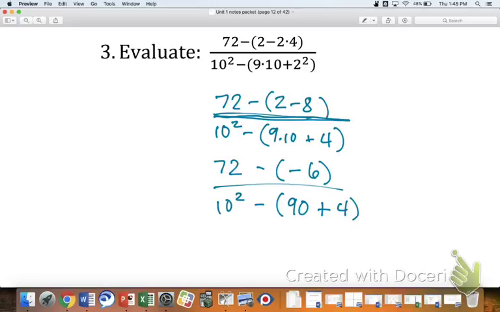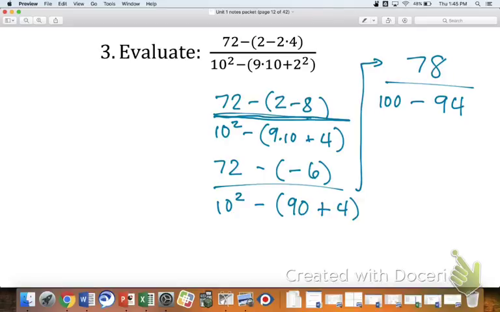And then let's see here in the numerator. I'm going to come up here, I guess. In the numerator, 72 minus 6 is really 72 plus 6, so I got 78. Is that okay? And in the denominator, I'll handle the exponent now. 10 squared is 100. And then 90 plus 4 is 94. And 100 minus 94 is 6.